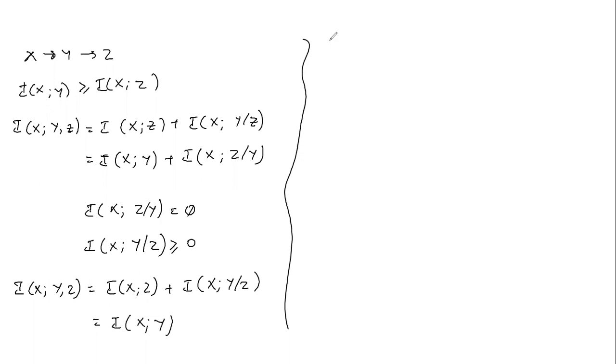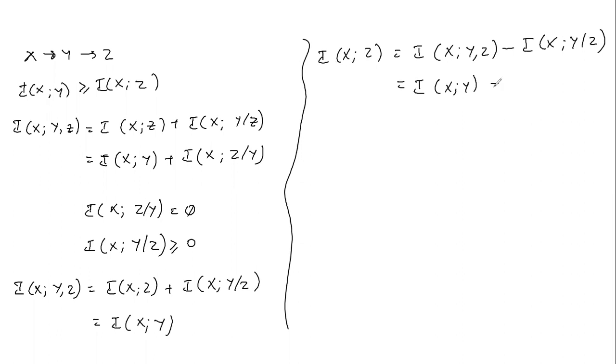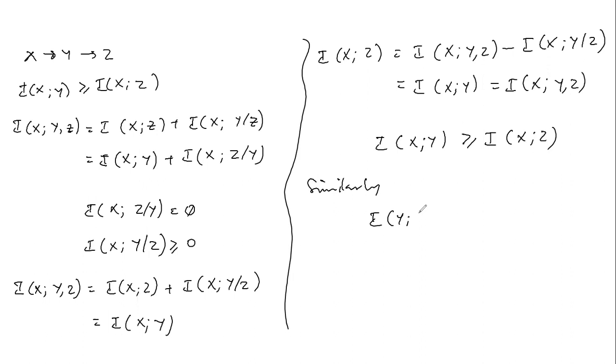By inspection, we have that I(X;Y) is greater than or equal to I(X;Z). In a similar vein, we can equally show it's greater than zero.